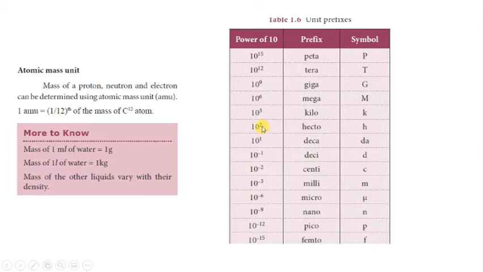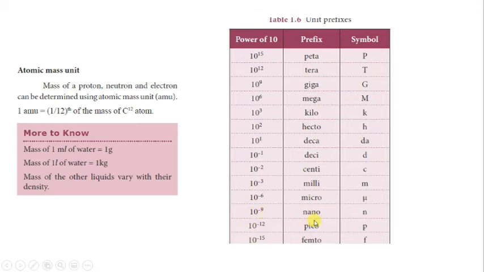10 to the power 2, or 10 square, you can read this as 10 square, hecto, small h. 10 to the power 1, deca, small d a. 10 to the power minus 1, deci, small d. 10 to the power minus 2, centi, small c. 10 to the power minus 3, milli, small m. 10 to the power minus 6, micro, mu.